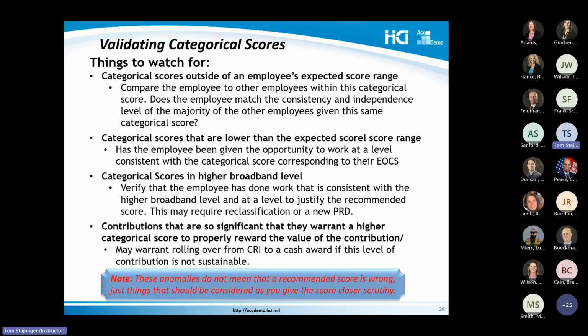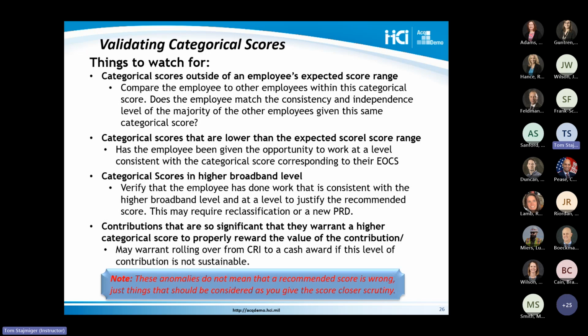A score of 84 and higher means they have met most of the broadband 4 descriptors consistently throughout the year, but yet they're not a broadband 4 employee. They shouldn't be given that work. They're not classified for it, and they're not being paid for it. So they should have never been given that work to begin with. If they were, that's a big problem for you.